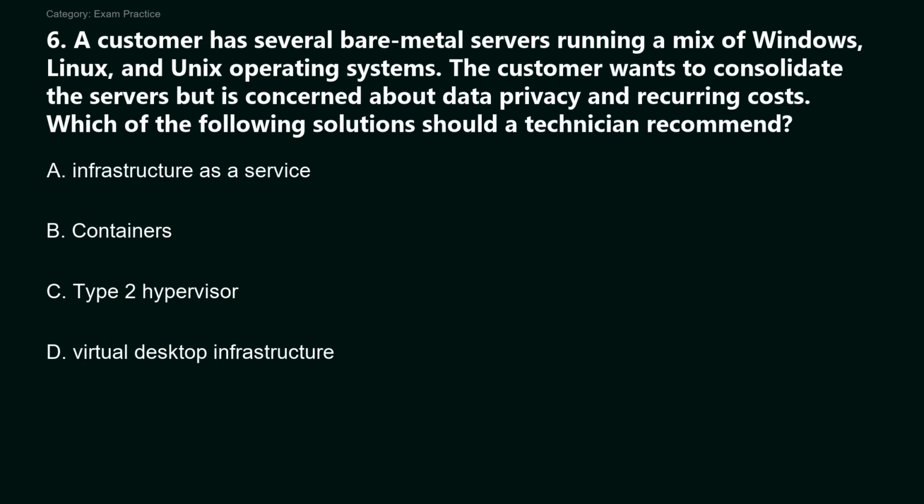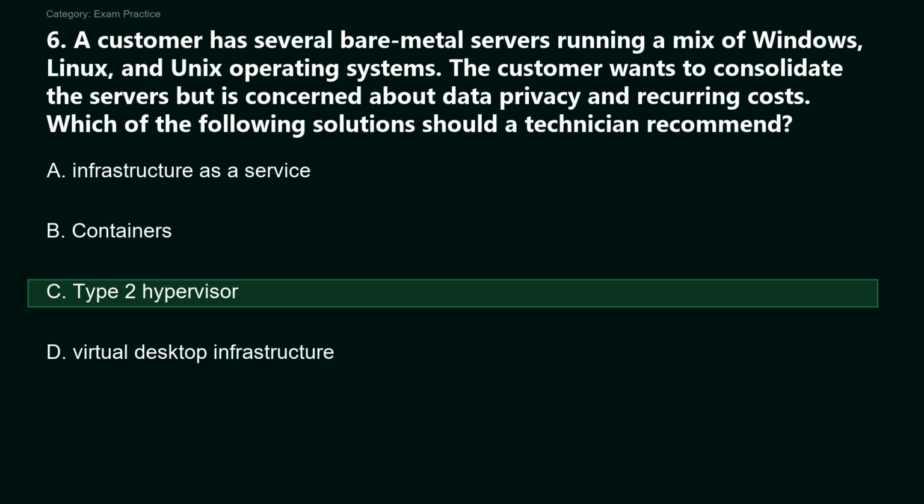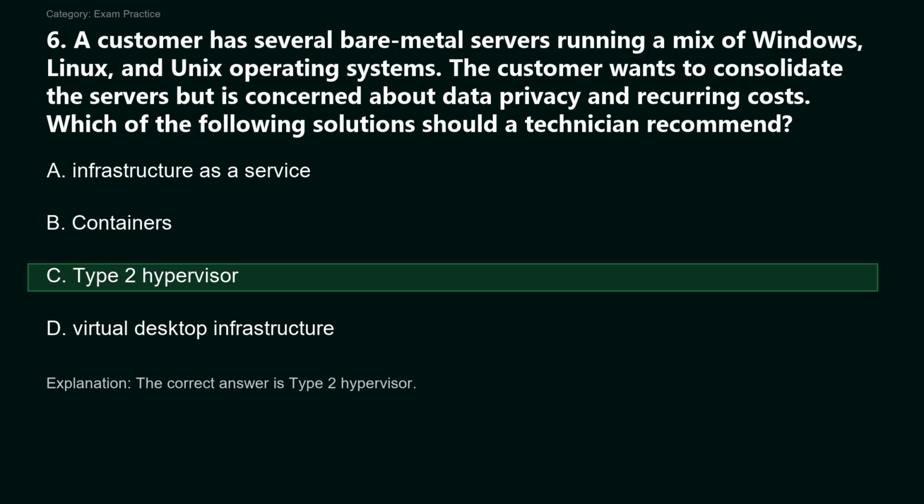Question 6. A customer has several bare metal servers running a mix of Windows, Linux, and Unix operating systems. The customer wants to consolidate the servers but is concerned about data privacy and recurring costs. Which of the following solutions should a technician recommend? Option A, infrastructure as a service. Option B, containers. Option C, Type 2 hypervisor. Option D, virtual desktop infrastructure. The correct answer is option C, Type 2 hypervisor.